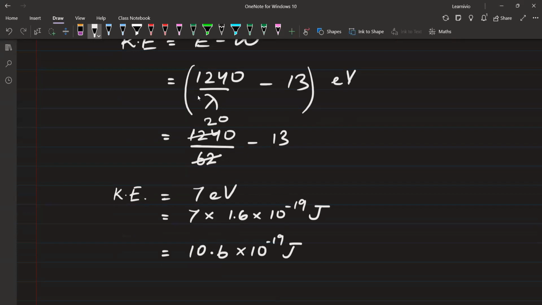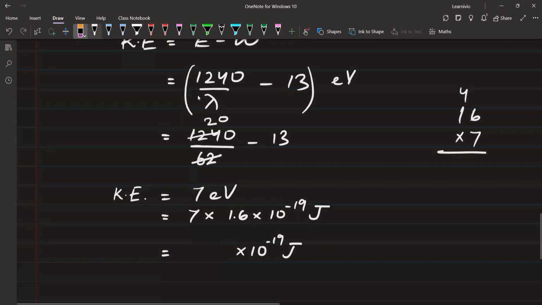थोड़ा और ज्यादा हो सकता है क्या? What is 16 into 7? 42. It is a bit larger. 112, 11.2 होगा. ठीक है, so this will be equal to 1.12 into 10 to the power minus 18.